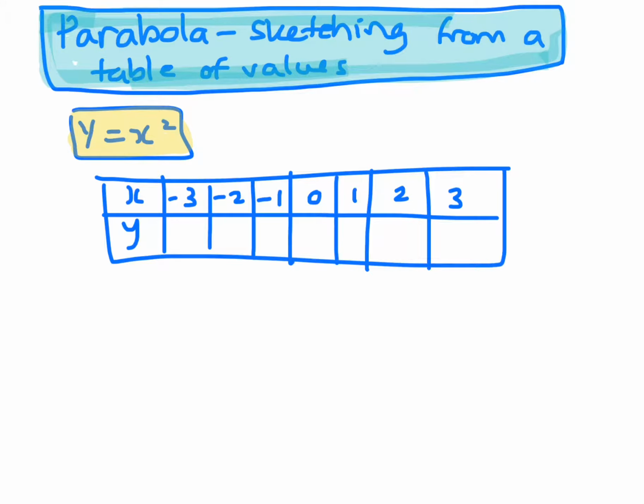Okay, we're just going to look at sketching a parabola by first completing the table and then plotting the points. So here's our table of values from -3 up to 3.